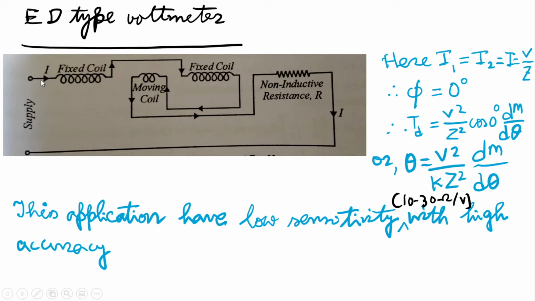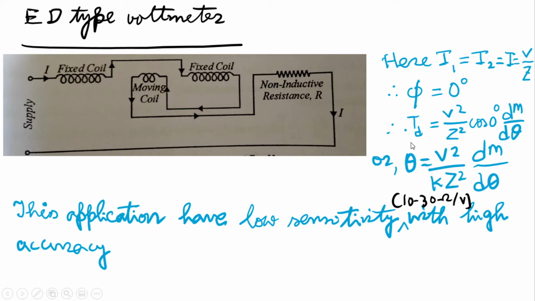Okay, so from the supply, I is coming and I is passing. Again here also you can see that I1 and I2 are connected in series. So phi equal to 0 degree, and I1 is the current through the fixed coil and I2 is the current through the moving coil, and they are the same, basically they are connected in series, no shunt element is present here, so we can write that I1 equal to I2. Let it be I, and what is I? Voltage divided by the total impedance of the system, so V by Z.